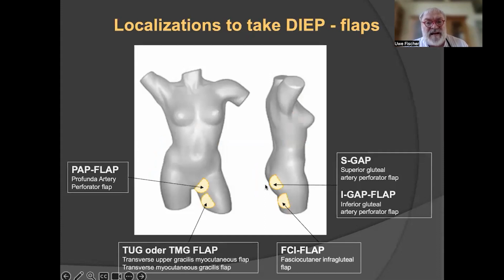The tissue can be taken from other parts of the body, as the gluteal region, or the inner parts of the upper leg. All these flaps have separate names or terminology. So I think it's not so important for us as radiologists to know all these things. We have to know what's the appearance of a DIEP flap in imaging.